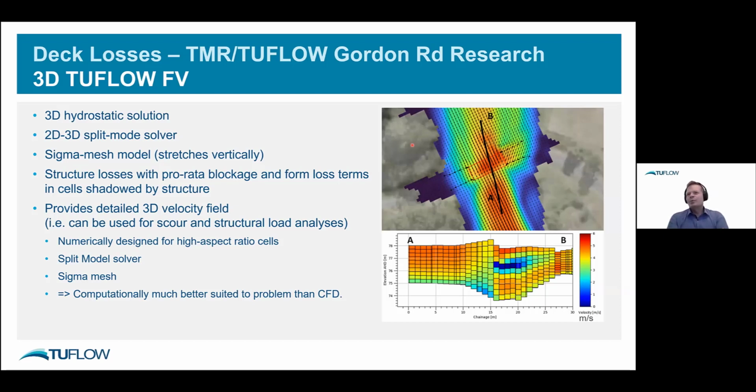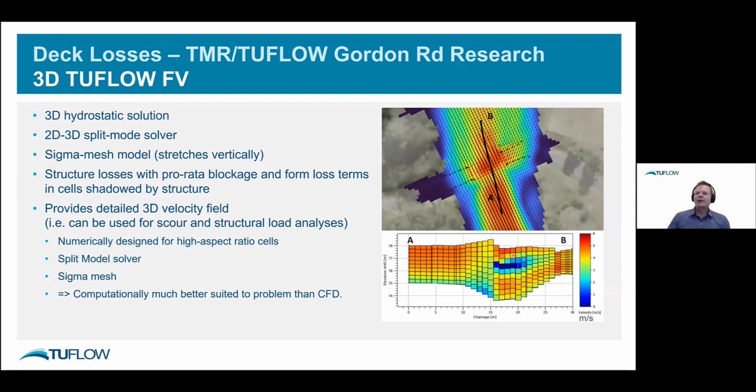And something we've incorporated into this solver now is the ability to have a real physical structure shadow cells and apply a form loss or a drag coefficient to those cells. So you can see that in this little plot on the right here. The blue bar in here is the cells that have been shadowed by the bridge deck and have a form loss applied.